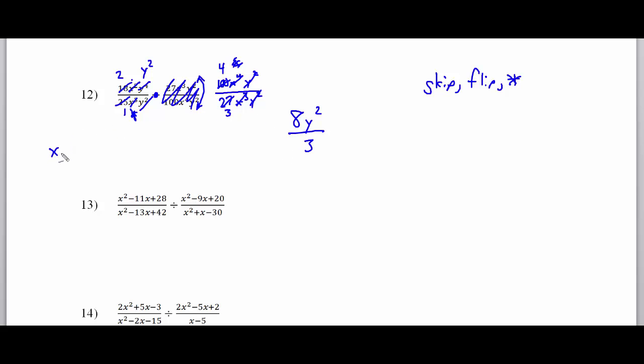And don't forget your excluded values. We had x's and y's in the denominator at the start of the problem. X's and y's both can't be 0. But this brings up a good point, because am I checking before or after the skip, flip, multiply step? You would skip, flip, multiply first, then move this up and move this down, and then check for your excluded values. Because as you do your multiplication, you cannot have a division by 0 in that situation.